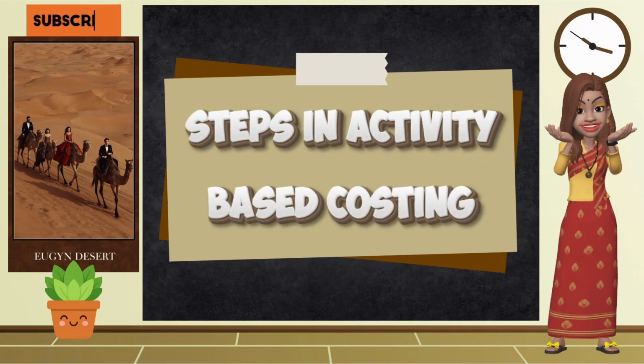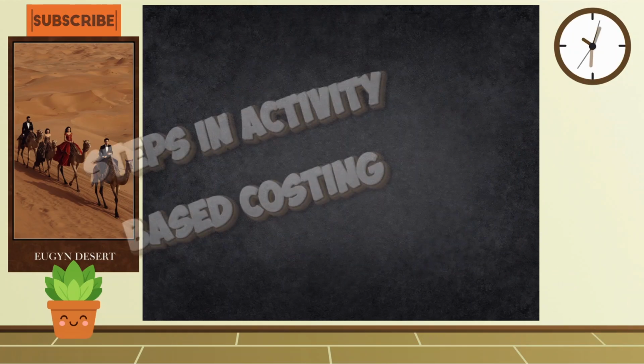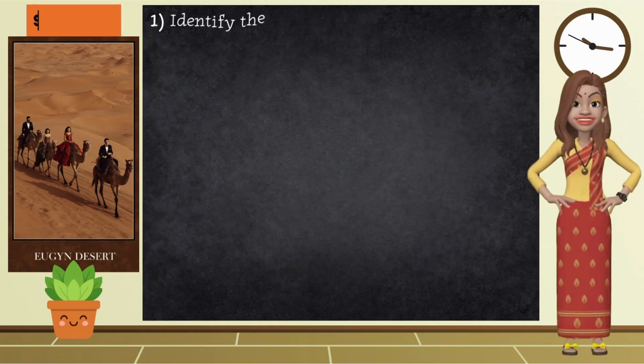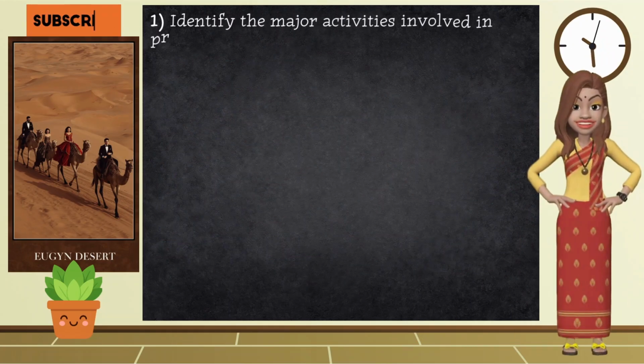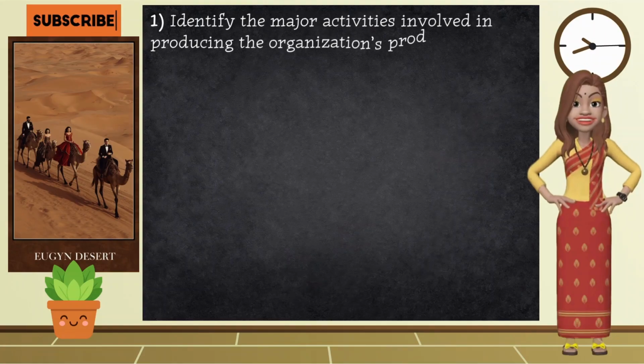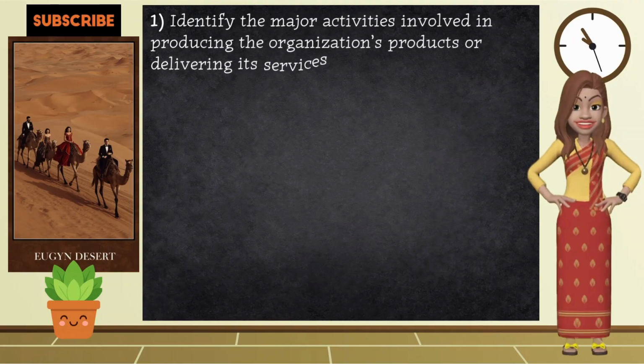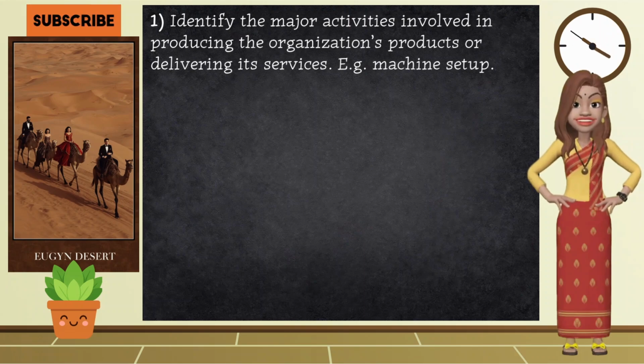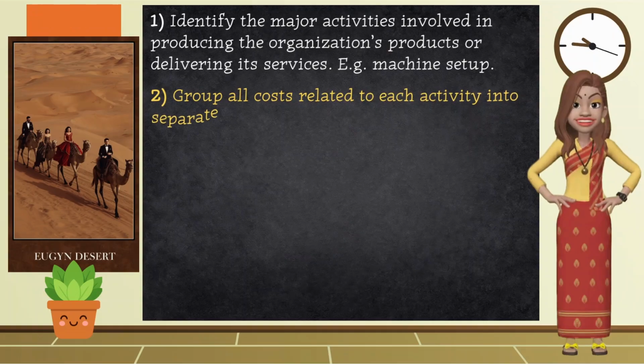Steps in activity-based costing. 1. Identify the major activities involved in producing the organization's products or delivering its services. For example, machine setup. 2. Group all costs related to each activity into separate cost pools. For example, all costs related to machine setups will be in the setup cost pool.